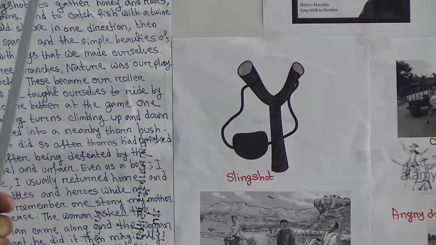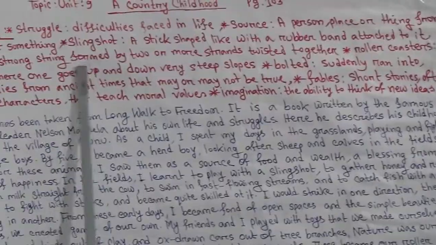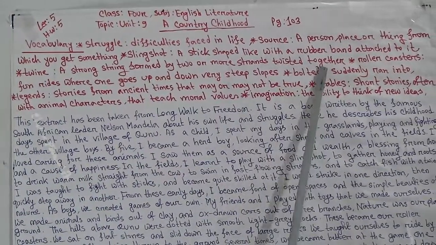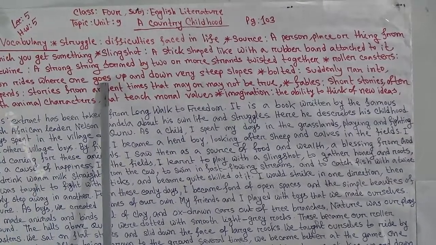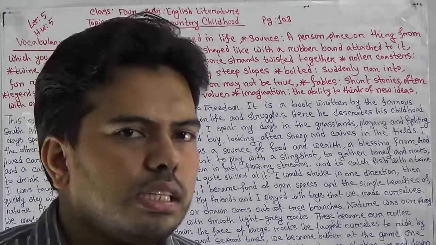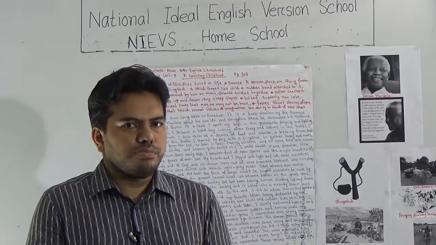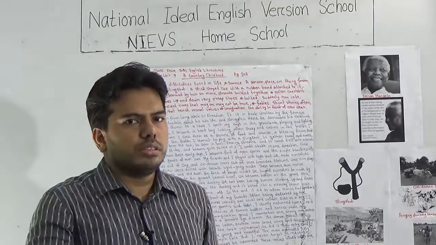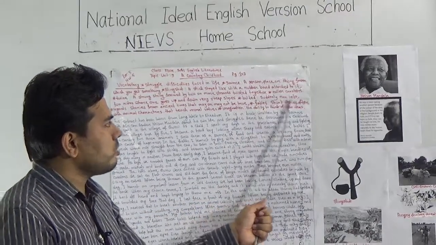Next one is twine. A strong string formed by two or more strands twisted together. Next one is roller coasters. Fun rides where one goes up and down very steep slopes. You may see the roller coaster in a children's park. It's one kind of play toy. One goes up and down. And next one is bolted. Bolted means suddenly ran into.